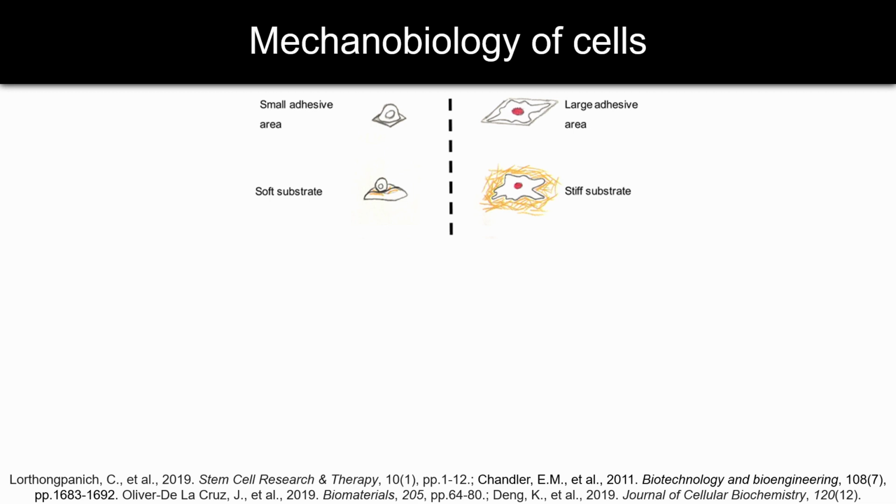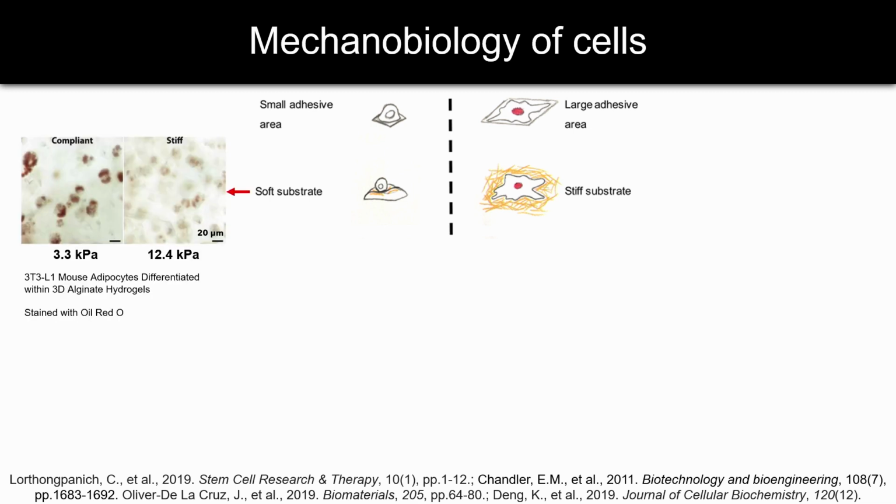Studies show that these mechanical environments can actually stimulate certain biosynthesis pathways similar to soluble growth factors. In this study, they seeded 3T3-L1 mouse adipocytes within alginate hydrogels of different stiffness. And what they found is that there were higher levels of lipid accumulation in the adipocytes when they were grown in a more compliant substrate, around 3 kilopascals, for example.